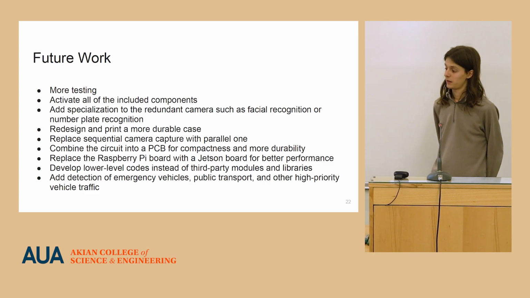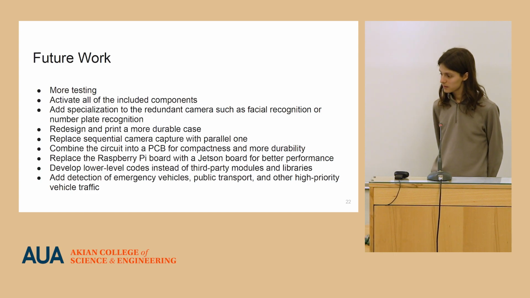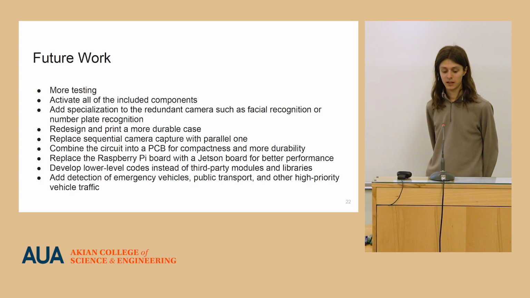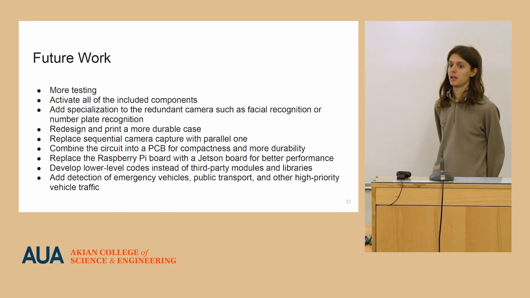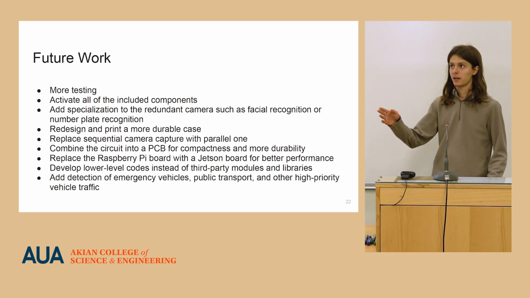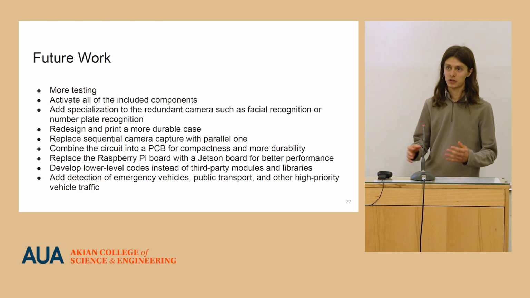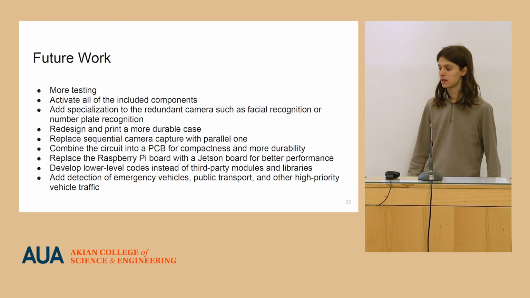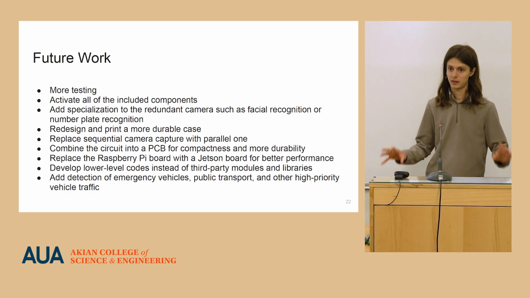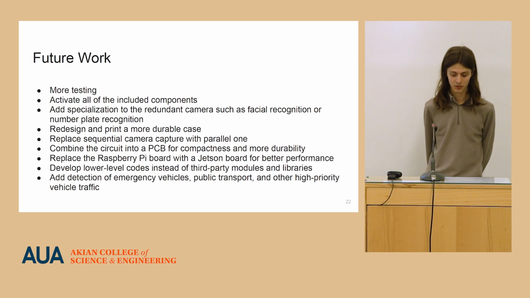Next, it is needed to reprint and redesign a more durable case. To replace the sequential camera capture with a parallel one. The current camera module allows only capturing from one camera at a time, which introduces additional delays in the processing, while a parallel one means that data from two cameras can come at once and can be processed in the Raspberry Pi at the same time.